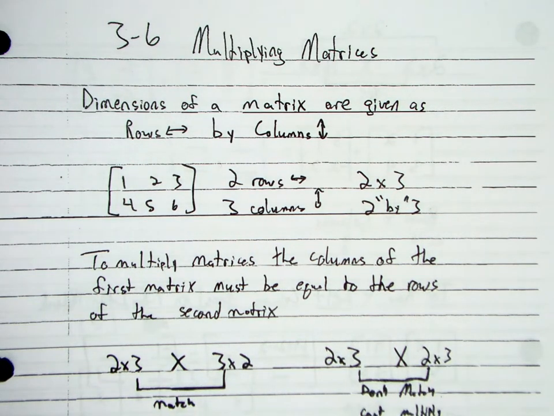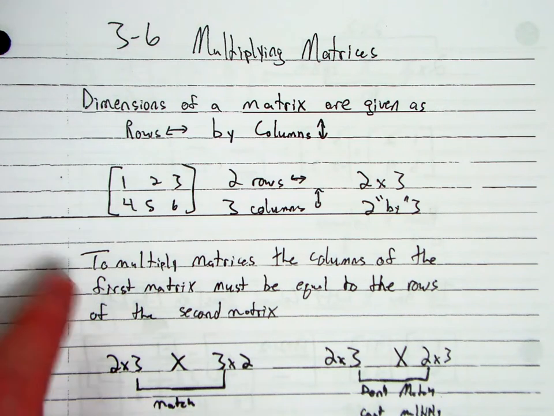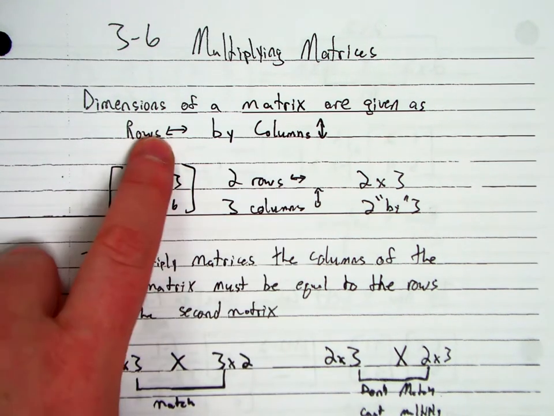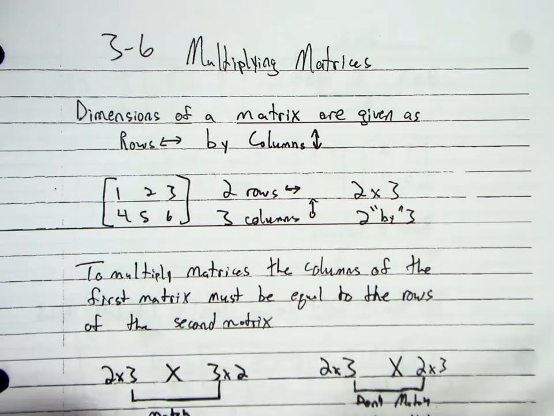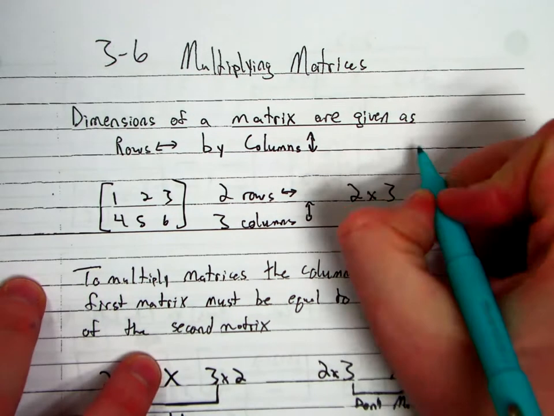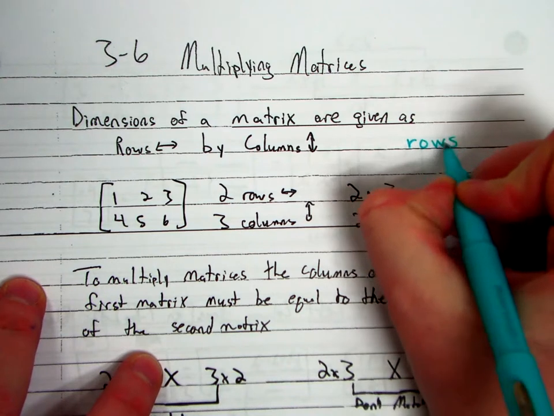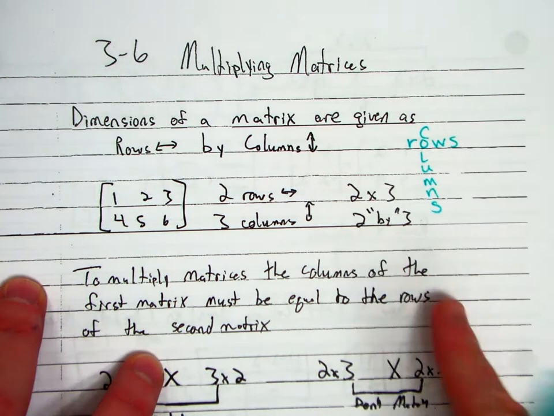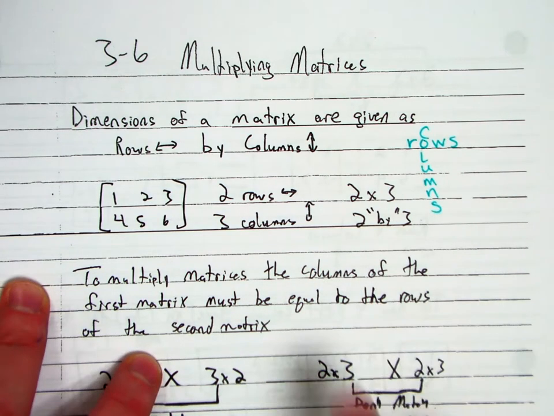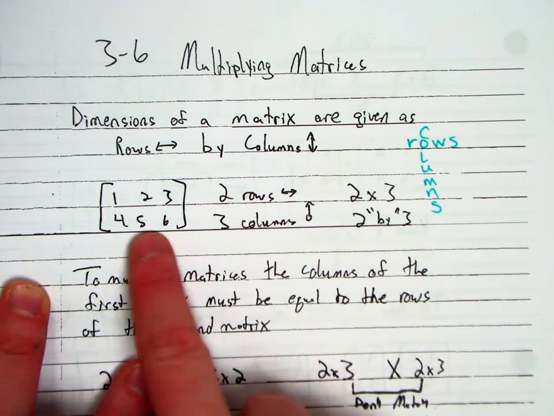Today we'll be doing 3 6-multiply matrices. Dimensions of a matrix are given as rows left to right by columns which are up and down. Another way you can write it down is like this to help remember it. Rows, columns. So rows go across, columns are up and down. You have 2 rows by 3 columns.